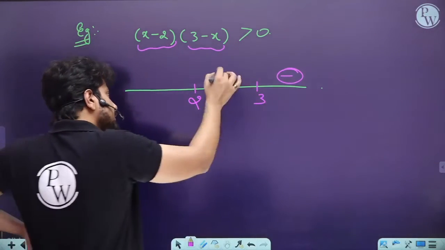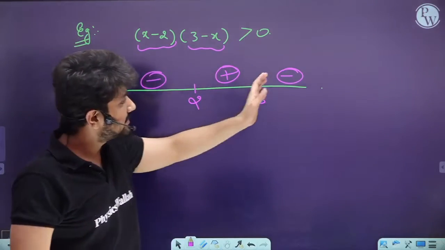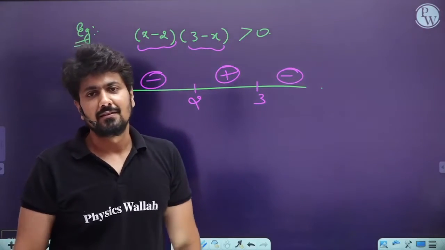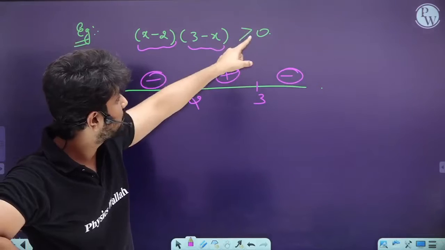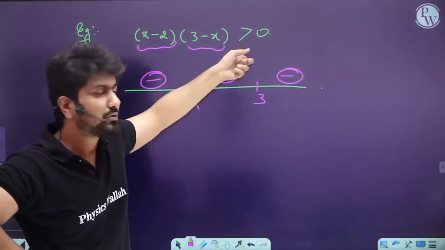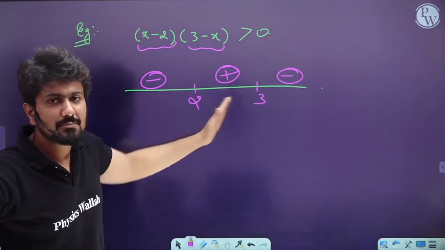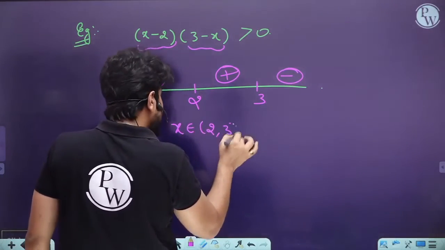And then there will be a positive sign, and then there will be a negative sign. Basically, in the extreme right, we are getting a negative sign this time. Then positive, then negative. And what are we looking for? We are looking for positive, greater than 0. So what will be the answer? We can see that the positive sign is between 2 to 3. So x belongs to 2 to 3. Again, we are getting the same answer.